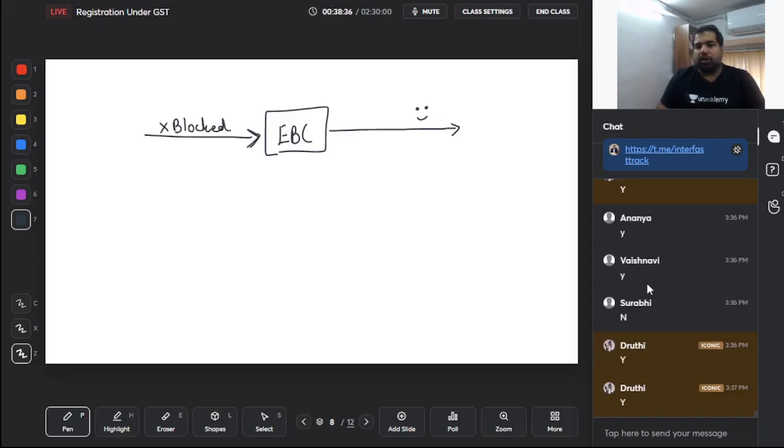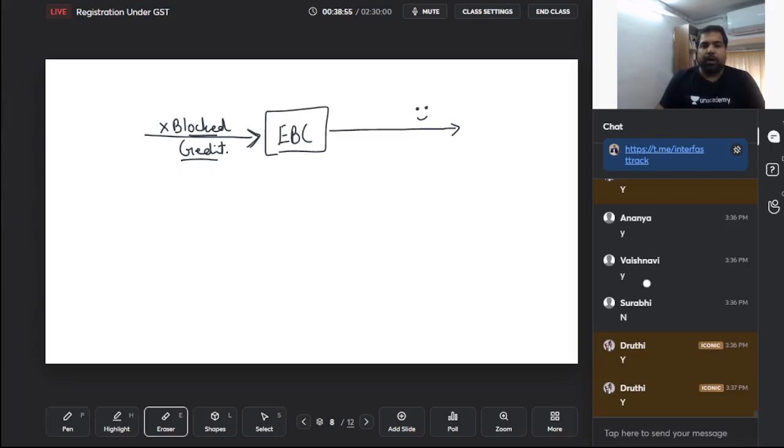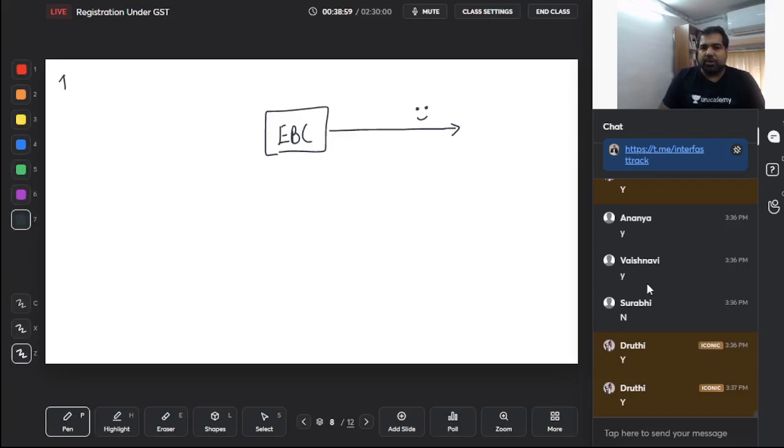So we've reached the concept of blocked credit. These credits have been blocked. Blocked means, will you get them, guys? Will they enter the electronic credit ledger? No. So these credits have been blocked. Check out, guys, which credits have been blocked. Alright, we're talking about block credit. Let's talk about the first block credit. Guys, the first block credit, by the way, the block credit section is section 17.5.